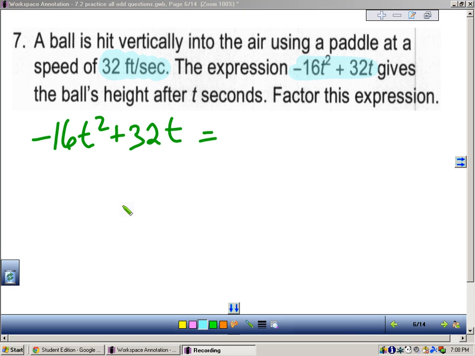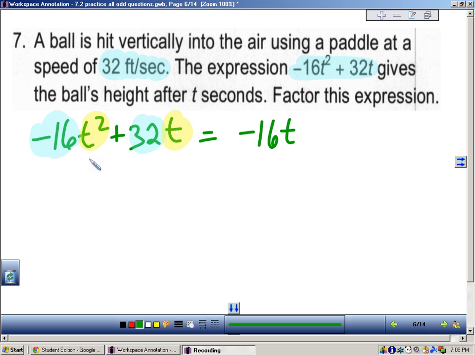The GCF amongst the coefficients looks like negative 16, right? And the greatest common factor amongst the variables is t, because t is the lowest power. Factoring out a negative 16t. Again, we always factor out that negative sign if it's the leading coefficient. It's negative, so the coefficient is negative. Factor out that negative sign.